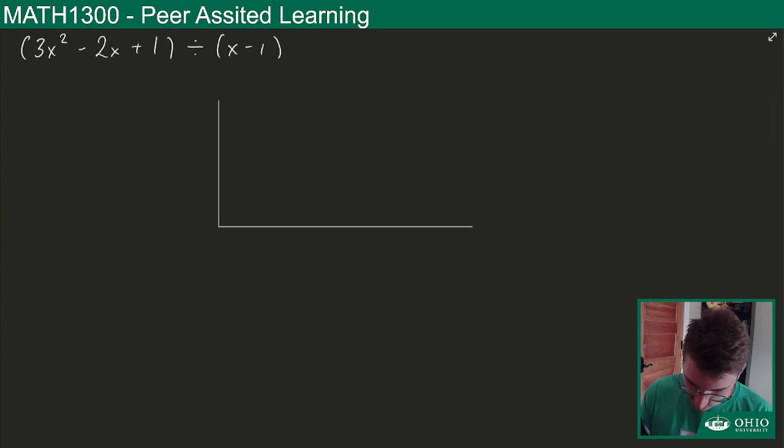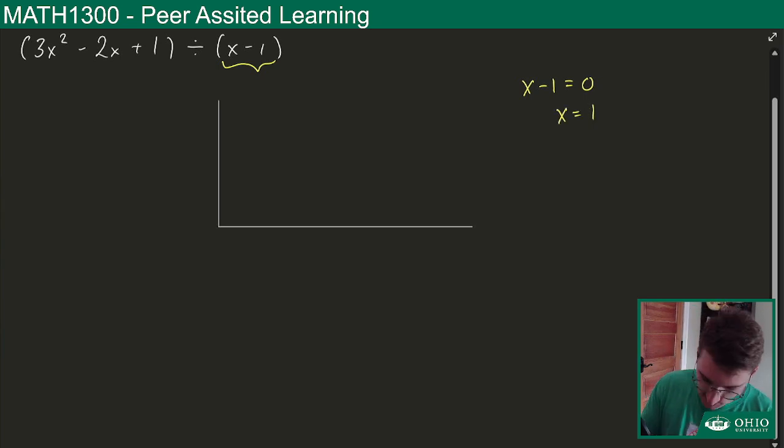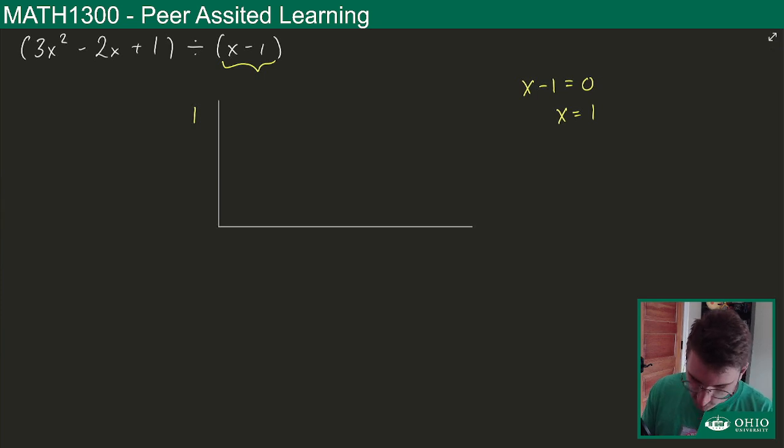So actually, okay, this seems like something I can do in color, right? So the first thing we do is we identify the zero of this term. So I can set x minus 1 equal to 0, and I can solve to get x equals 1. You want to put this term in the top left corner of your synthetic division, and then you're going to put in order on the top row here the coefficients of this polynomial.